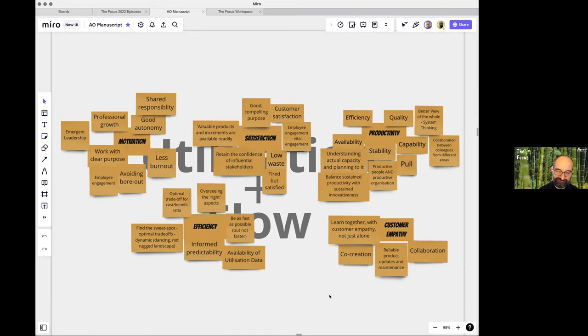When we look at the upside, the benefits that we can look at from focusing on optimizing utilization, just a few things come to mind here. The first one is there's a clear grasp. It gives us a way of understanding the current level of productivity. And that helps us to give a better view of the whole system that we're working in.